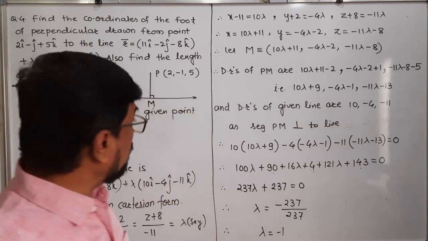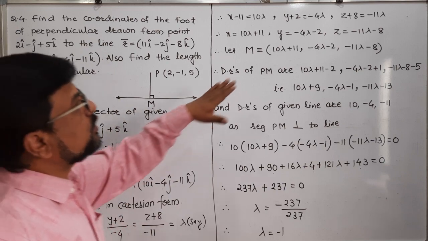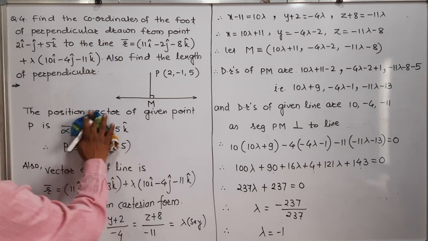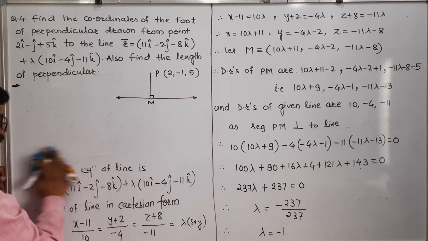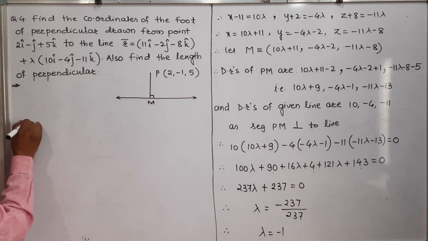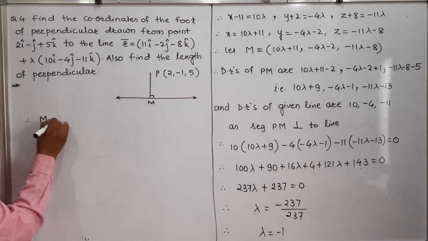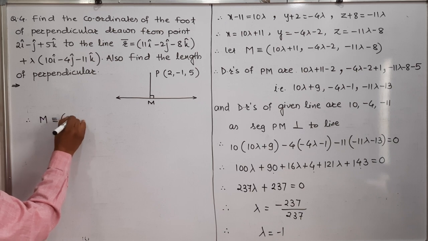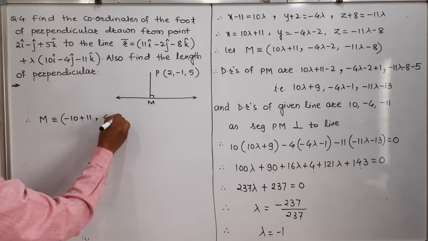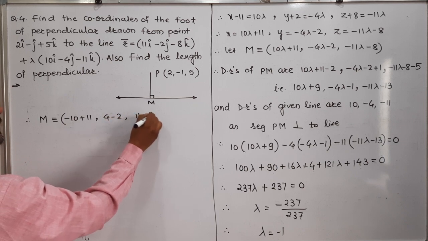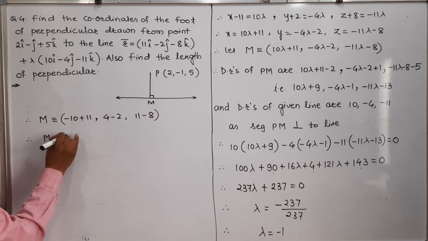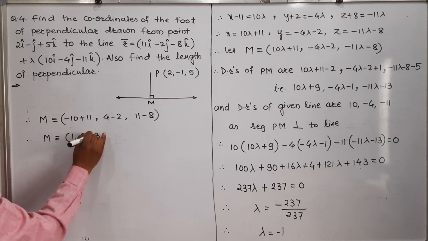After getting the value of lambda as minus 1, we substitute this value to get the coordinates of M. Therefore M has coordinates minus 10 plus 11, 4 minus 2, 11 minus 8. Therefore M has coordinates 1, 2, 3.